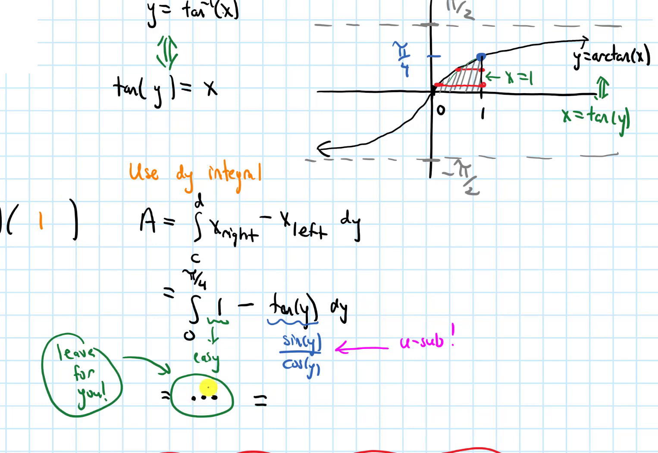But if you work it out, you end up with pi over 4 for the integral of the 1 when you do it from 0 to pi over 4. And then the tangent y portion will end up being minus 1/4 ln of 4. And that's our area.